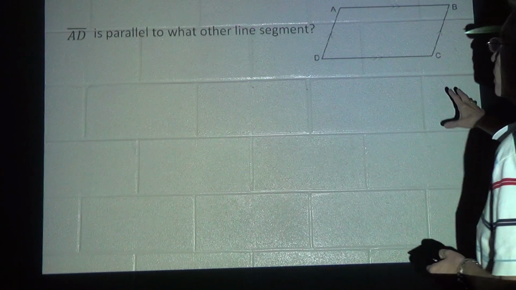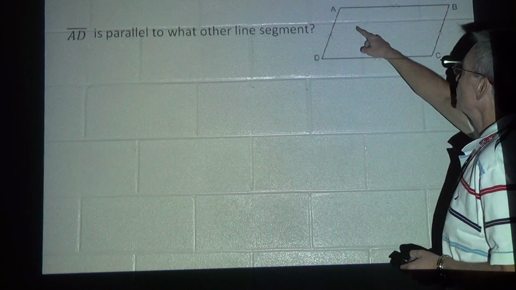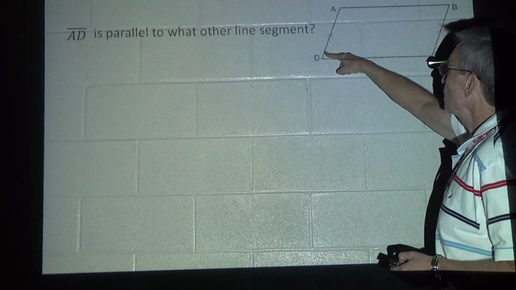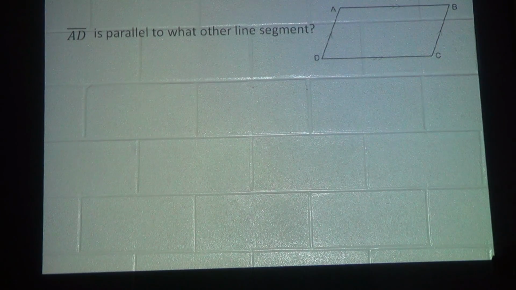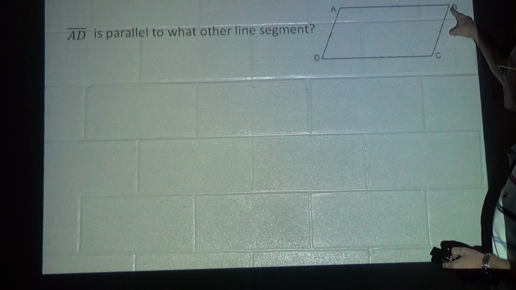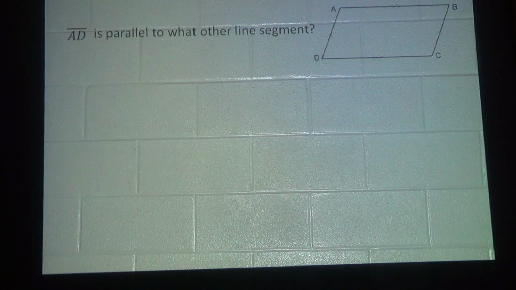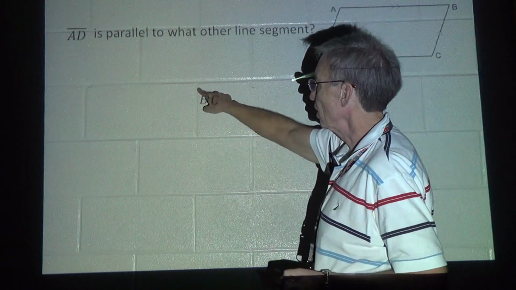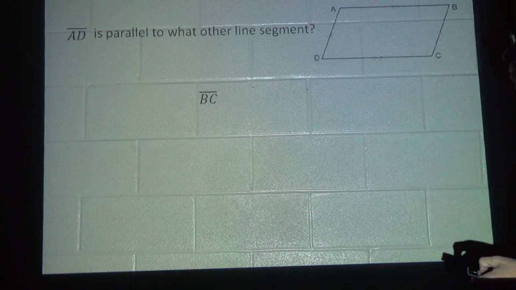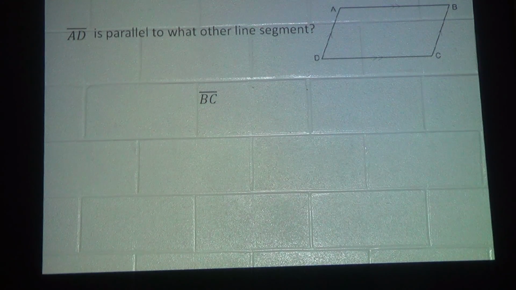Okay, this one says that AD is parallel to what other line segment? So we're talking about this segment here. So which other segment in this parallelogram is it congruent to? This is example 1. Okay, so it's congruent to BC. Once again, it's marked correctly because it has the line segment symbol above it, so we need to make sure we follow those conventions.